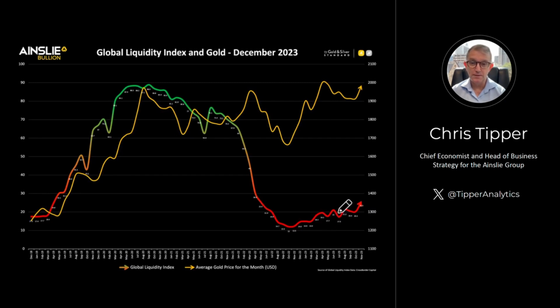So we can zoom in on that chart, and that's what I've done here. This is only over the last 5 years, but what you can see in this case, the yellow line representing the average gold price for the month, it did follow it up very nicely.